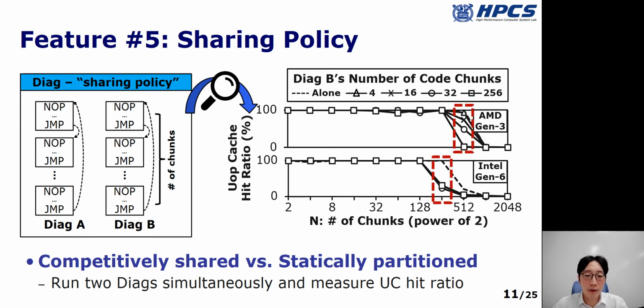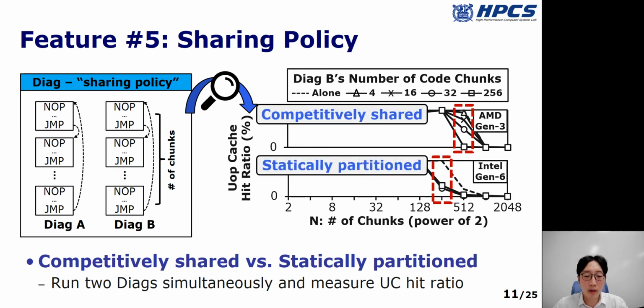Here, we can figure out the sharing policy by analyzing the dropping pattern of the microcache hit ratio. For a competitively shared cache, the microcache hit ratio gradually decreases. Otherwise, for a statically partitioned cache, the hit ratio suddenly drops. In this example, we can conclude that AMD Gen 3 has the competitively shared microcache and Intel Gen 6 has the statically partitioned microcache.